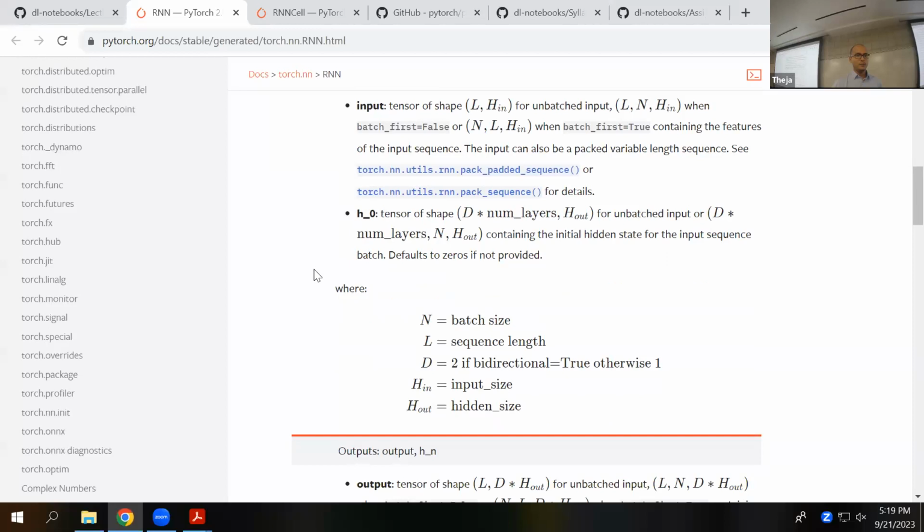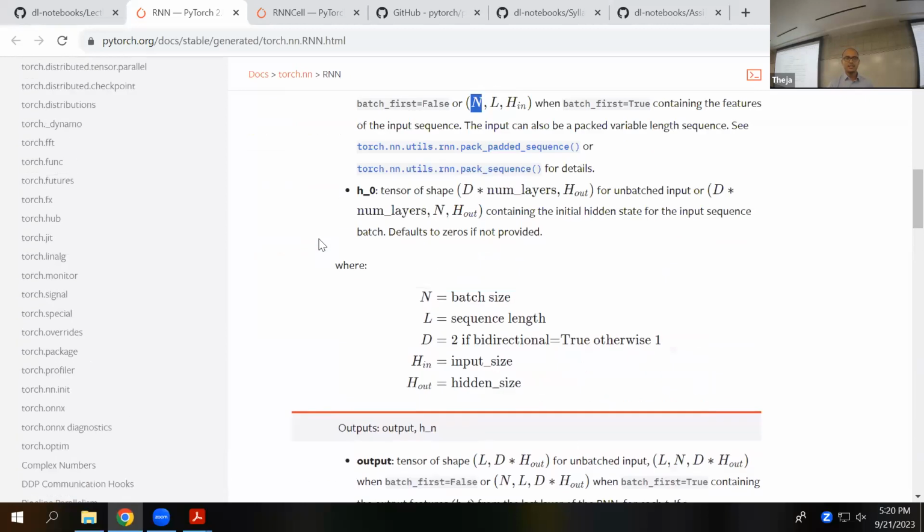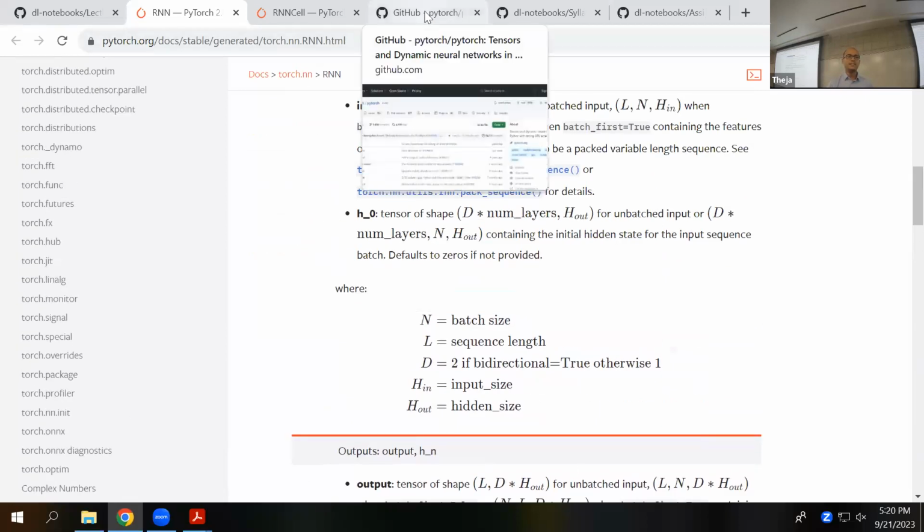So it's a very good exercise to go through this page. For example, look at this legend here. N is the batch size, and therefore, if input is batched, N is in the second index. The batch is in the second index. The sequence length is the first index. Whereas when you set batch first equal to true, which is not the default, then you can set your batch index to be the first index. Just remember that. It's nice documentation.